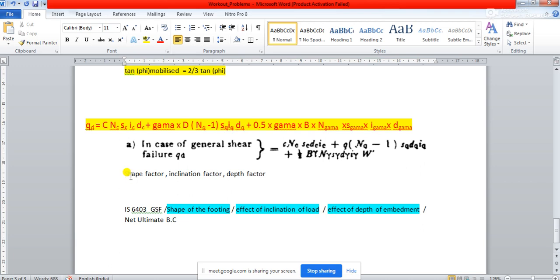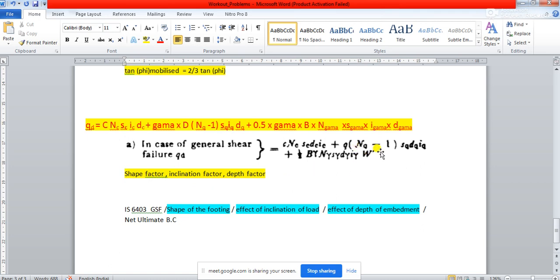Now for each of these factors, shape factor, inclination factor and depth factor, you need to know the values for SC, SQ, S gamma, then IC, IQ, I gamma, DC, DQ, D gamma. The Indian Standard Code defines all these values separately. We will see in a later part of this discussion that these values are specified in the Indian Standard Code.